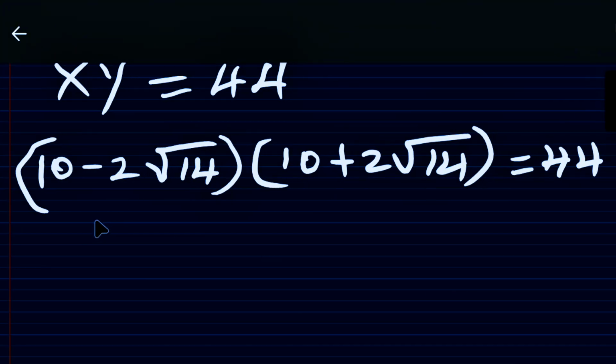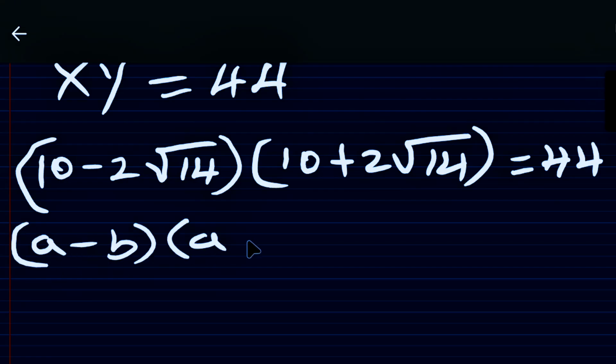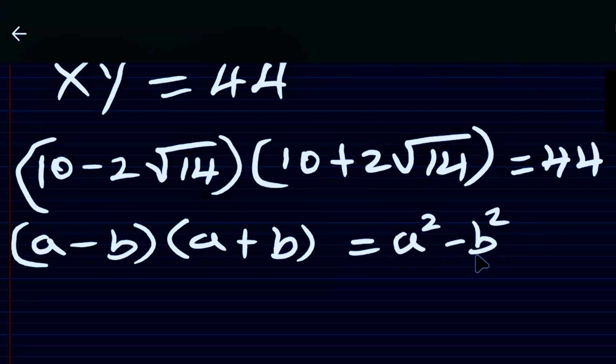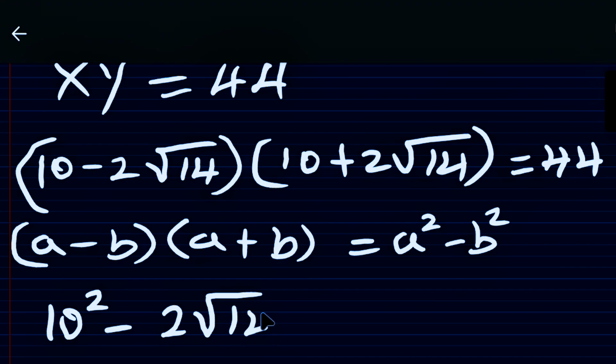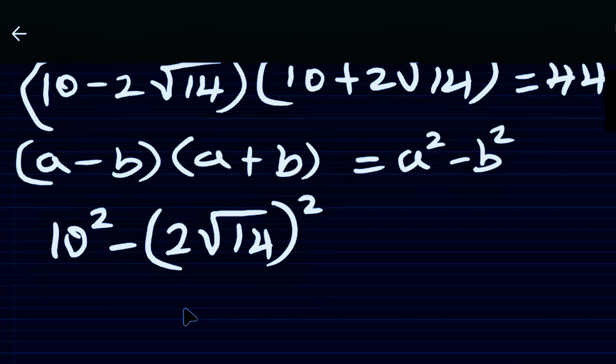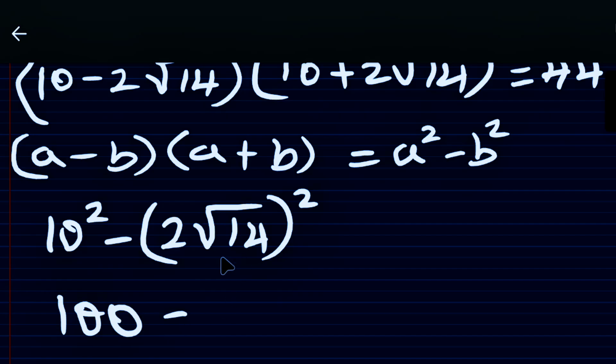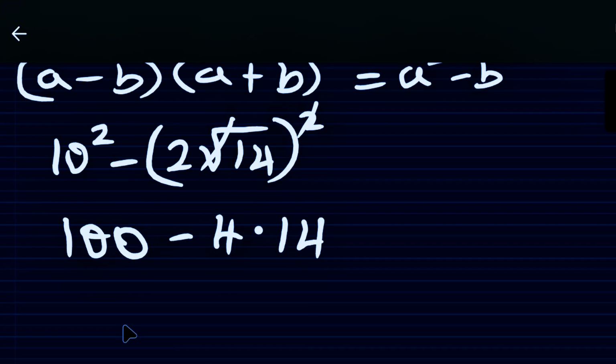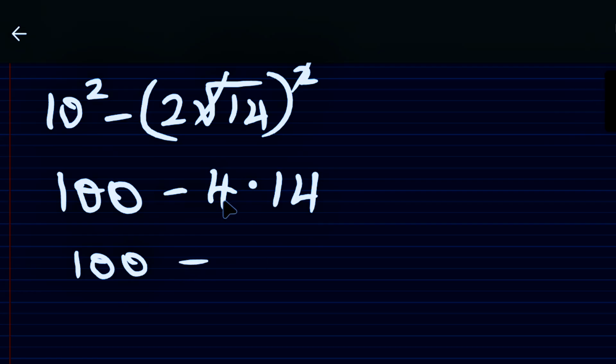So from here, this looks like the form of difference of two squares. It looks in this form, a minus b, a plus b, which equals a squared minus b squared. If we apply this rule, we have 10 squared minus 2 square root of 14 all squared. Now 10 squared is 100, minus 2 squared is 4, and square root of 14 squared cancels, leaving 14. So we have 100 minus 4 times 14.